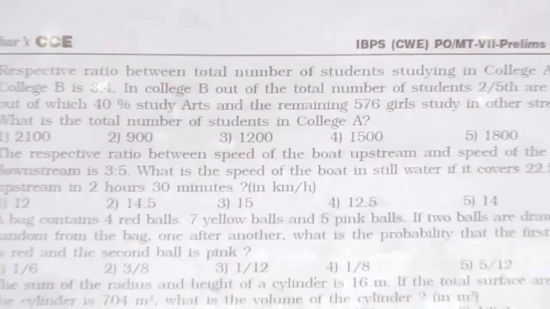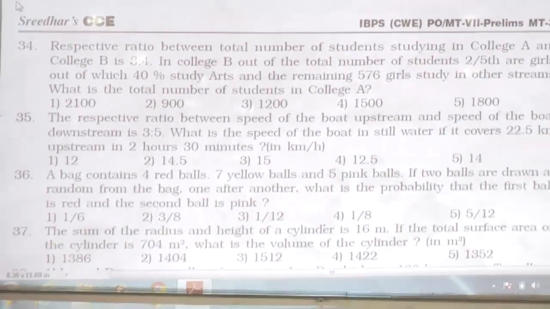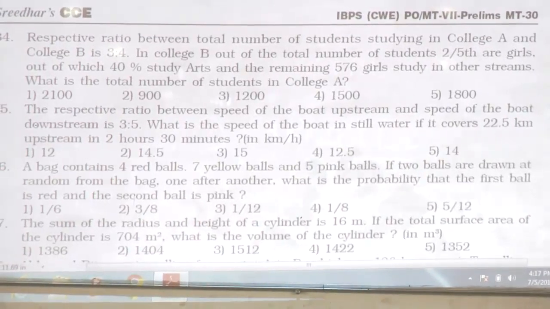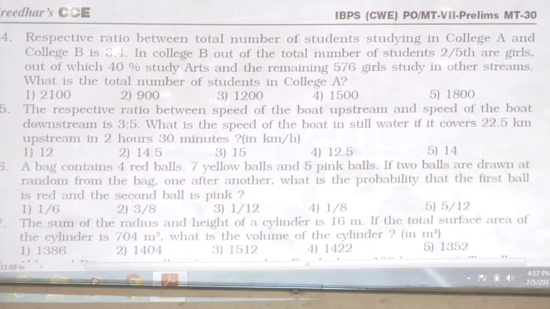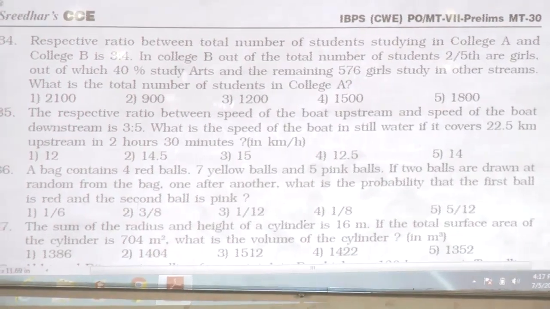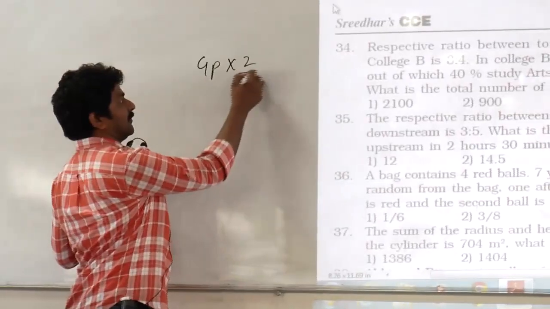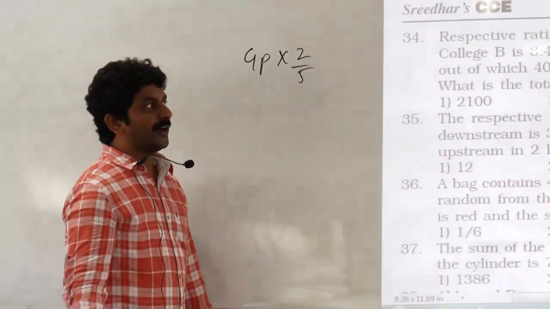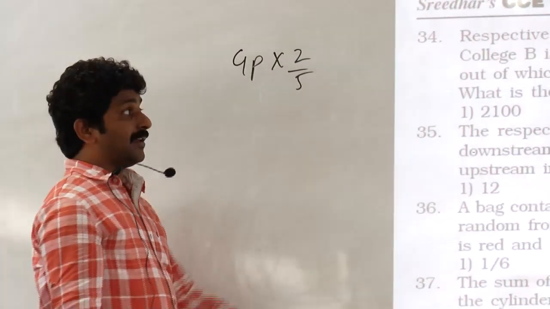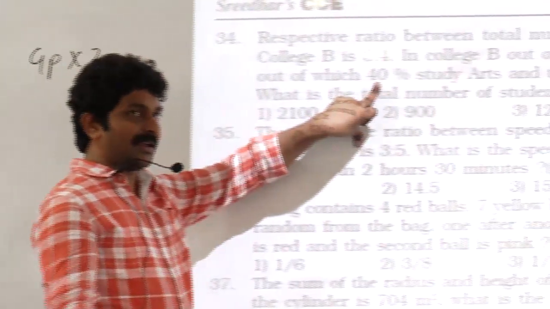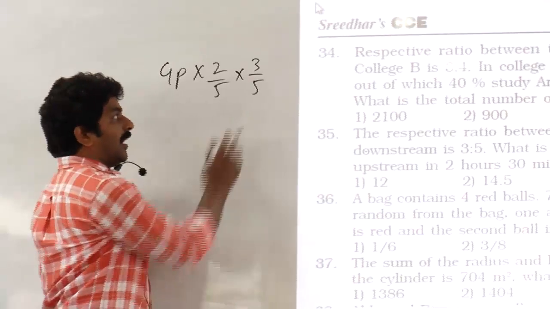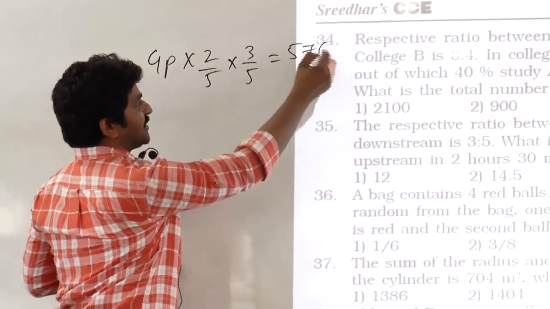34. Respective ratio between total number of students studying in college A and college B is 3:4. In college B, out of the total number of students, out of 4 parts, 2/5 are girls, and out of which 40% study arts, and the remaining 576 girls. Remaining, if 40% is arts, remaining is 60%. 60% in the sense 3/5, right? And which is equal to 576.